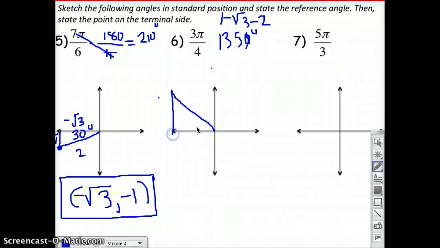And your reference angle would be 45. So 1, 1, root 2. This one would be negative because it's left 1. So the point on the terminal side would be negative 1, comma 1.